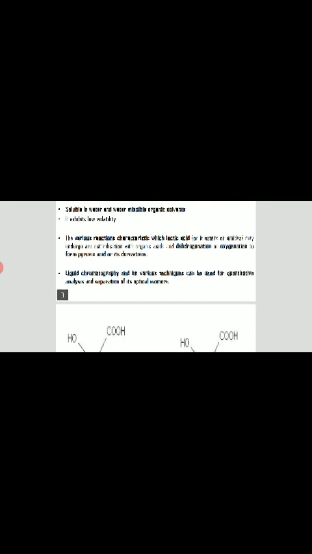There are various reactions which are characteristic of lactic acid, and it undergoes esterification with organic acids and dehydrogenation or oxidation to form pyruvic acid or its derivatives. This is the structure of lactic acid in the isomeric form.